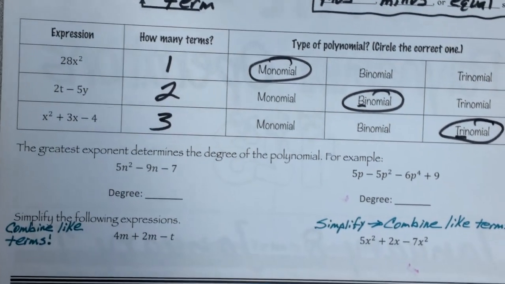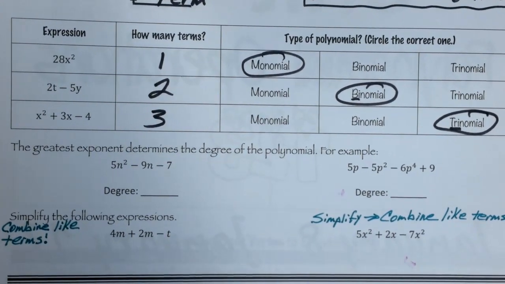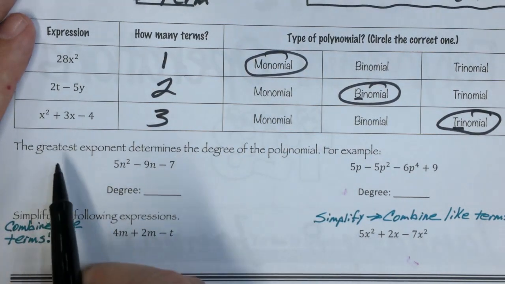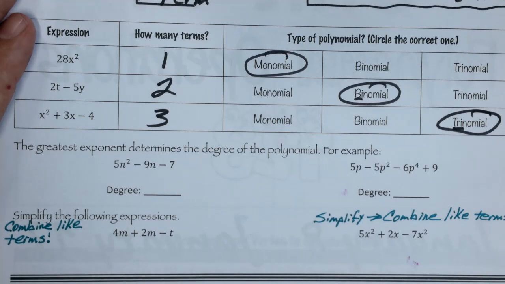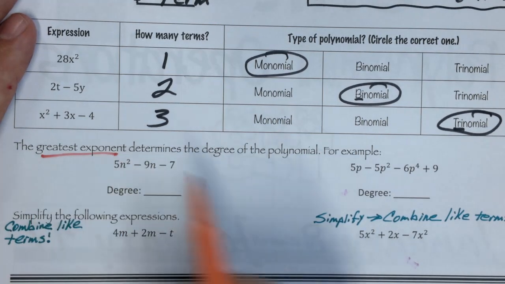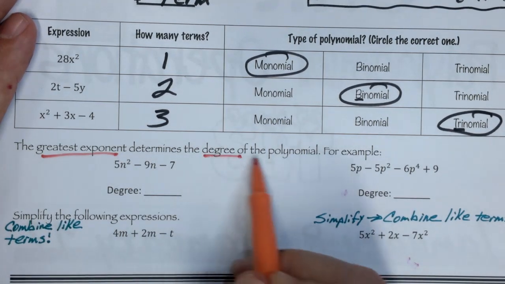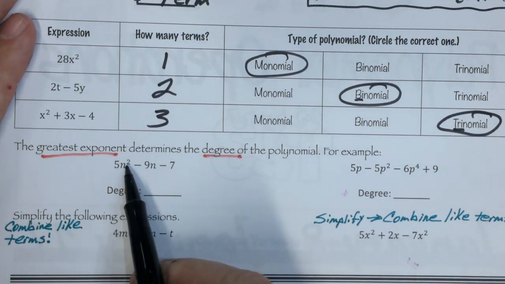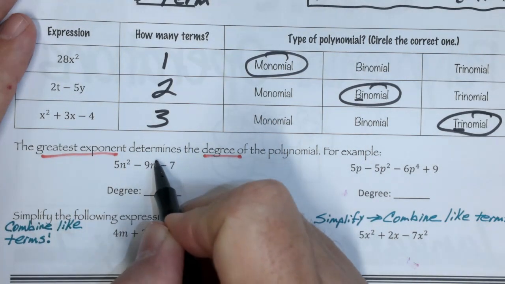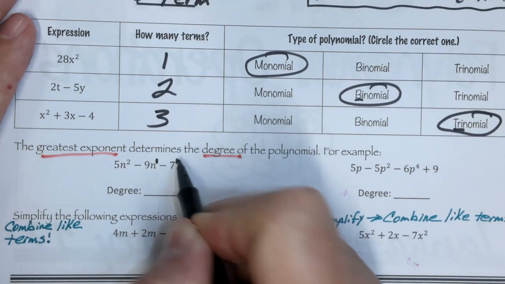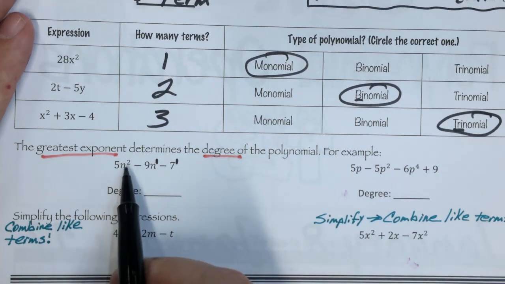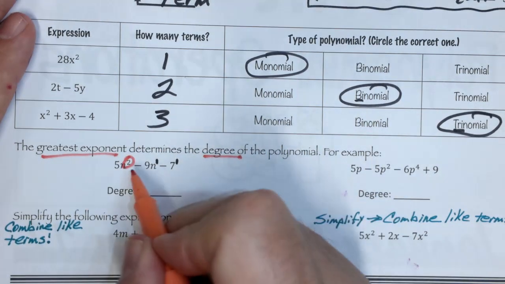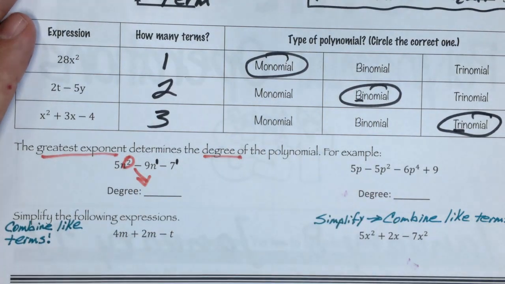We can also classify polynomials according to their degree. The greatest exponent determines the degree of the polynomial. For example, the biggest exponent here is 2. This has an exponent of 1, this has an exponent of 1, and the biggest exponent is right here, which is 2. So the degree will be 2.